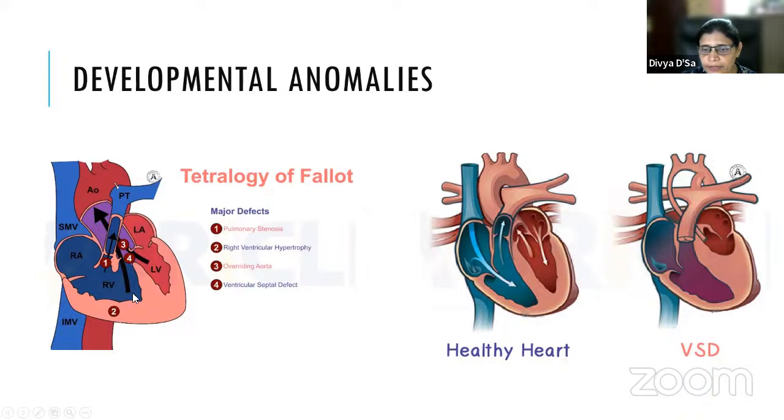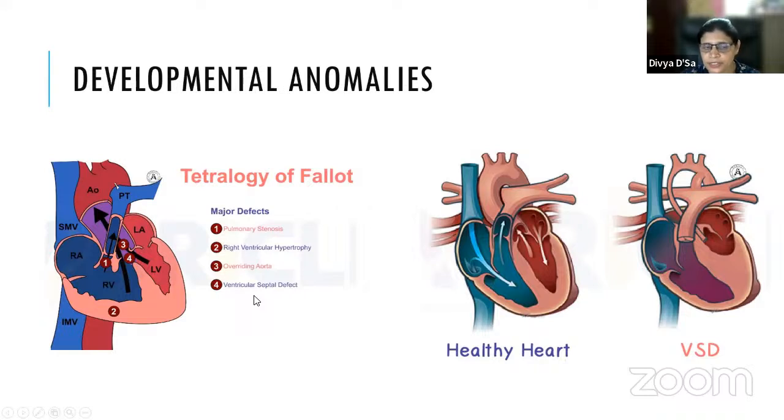So there is right ventricular hypertrophy. Because of this, the ventricular chamber is becoming big, so the ascending aorta gets shifted to this side because of the enlargement. That is called overriding of the aorta. And the 4th defect we will see is the ventricular septal defect.